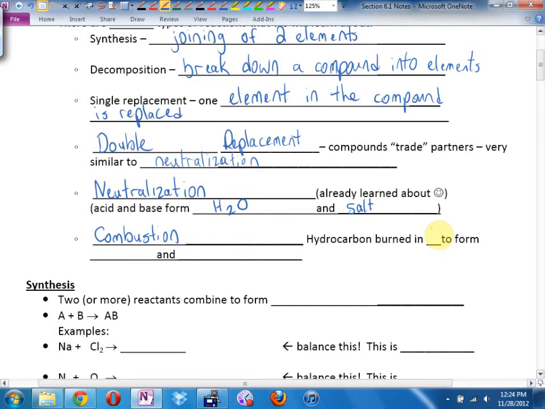Fuel, so the hydrocarbon. What's the second one? Oxygen. Except we're going to say O2 because oxygen always comes in pairs when it's by itself. Hydrocarbon, you burn it in oxygen, and what you get is water and carbon dioxide. You get some water condensation, and you get carbon dioxide.